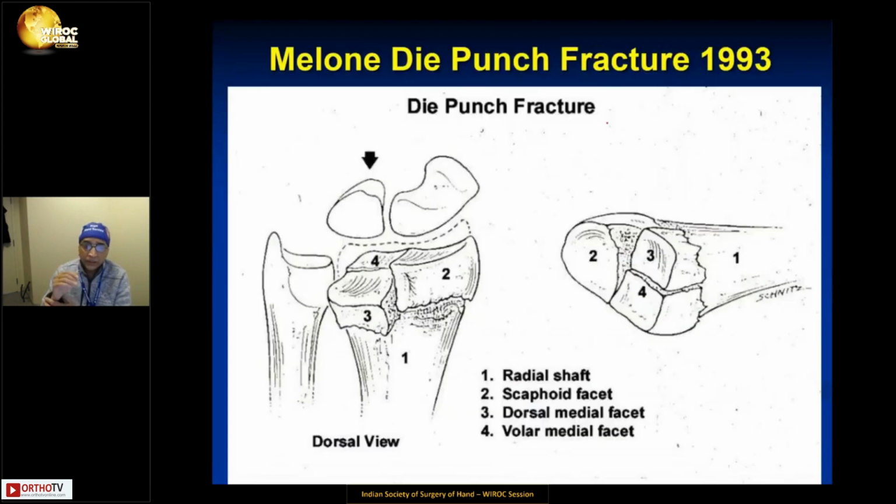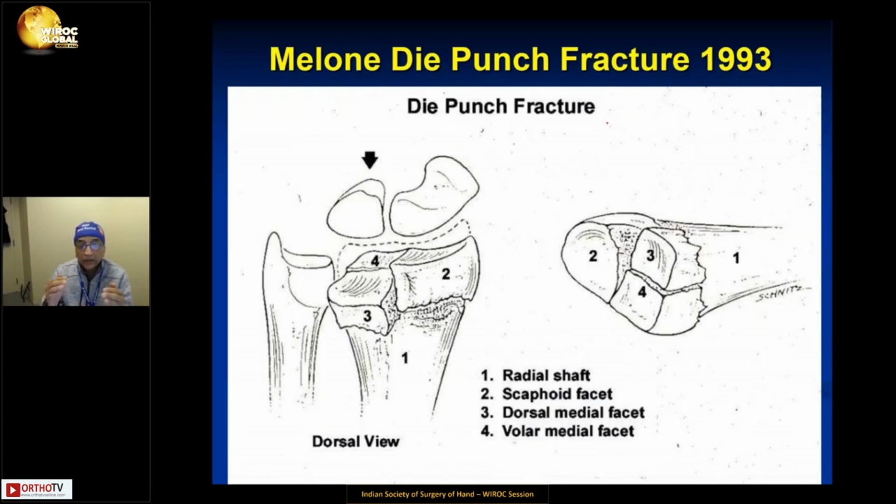Now, why is this die punch so important? Well, we know from Greg Bain's studies, and in the picture that I showed you before, that the ligaments around the distal radius have a specific attachment. At the point of attachment of the ligaments, because of Wolff's law, bony density is high. Between attachment of ligaments, bony density or trabecular density is low.